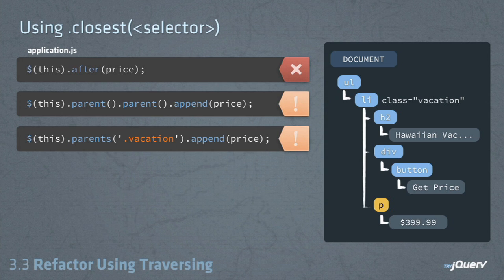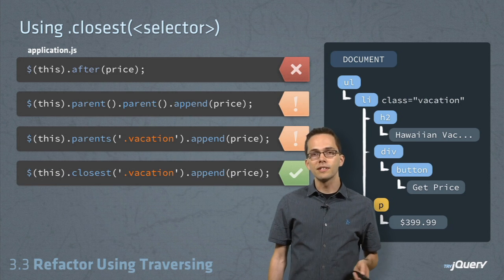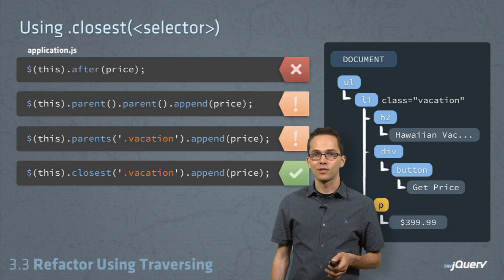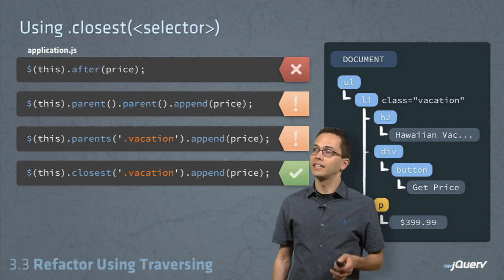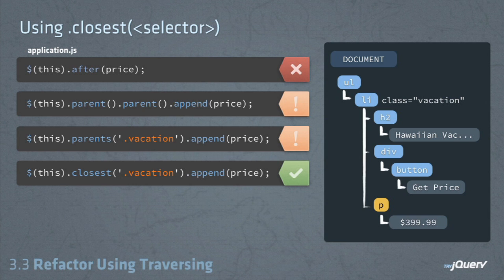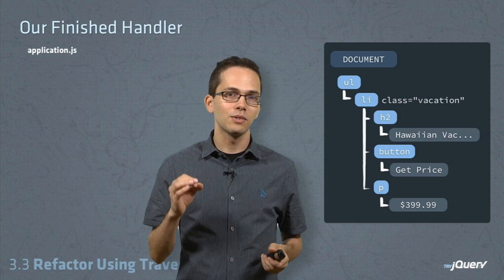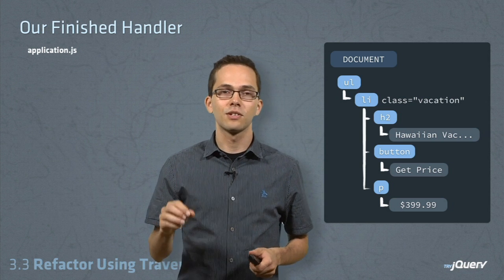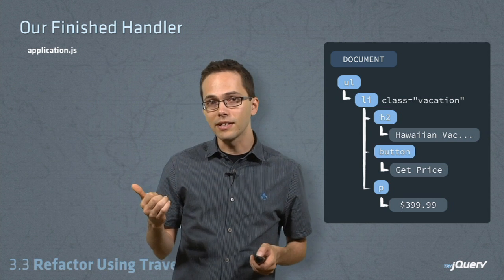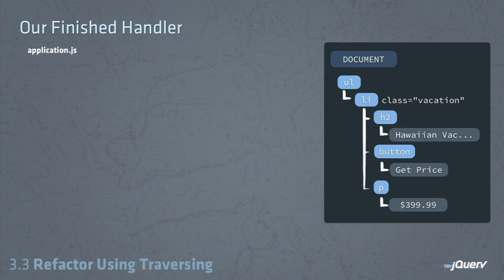The best way to solve this problem is to use .closest and then send in .vacation. What this is going to do is walk up the DOM to find the ancestor with the class of vacation, and then append onto that the price node. It's also worth mentioning that closest is going to find 0 or 1 node when it searches for ancestors with the proper class, whereas parents is going to search for all of the ancestors with the proper class.